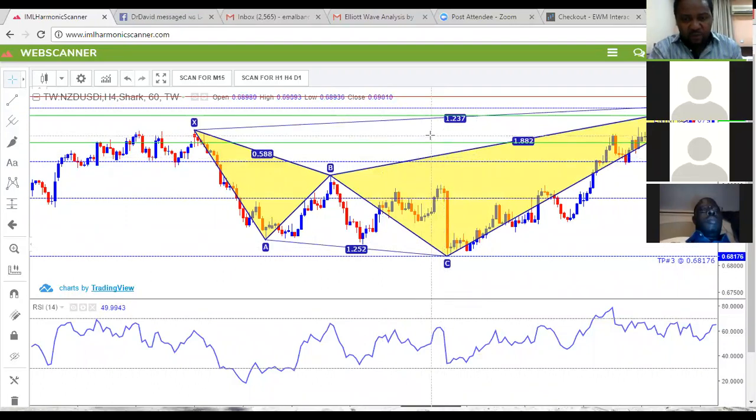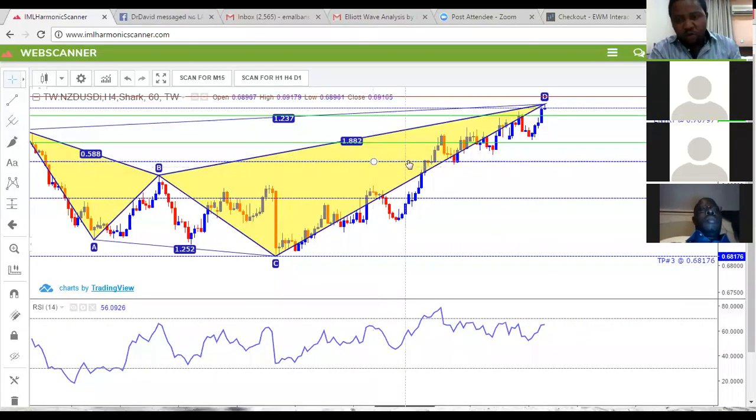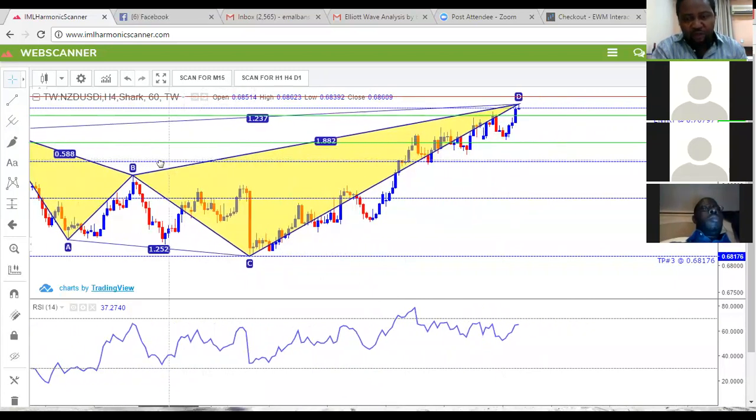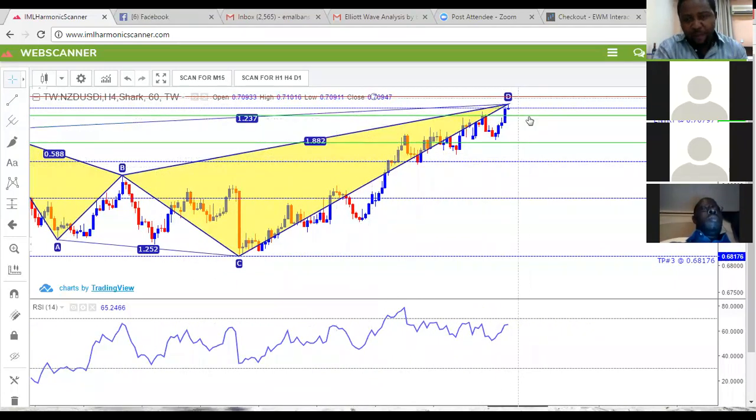Okay, fine. So the H4 is the one it was analyzing, that we have a harmonic pattern called Shark on New Zealand USD H4. Time frame is H4. So what does the pattern say? The pattern is telling traders that very soon, about this region, the price is going to turn. So this is a signal for those that were buying to get ready to start selling.